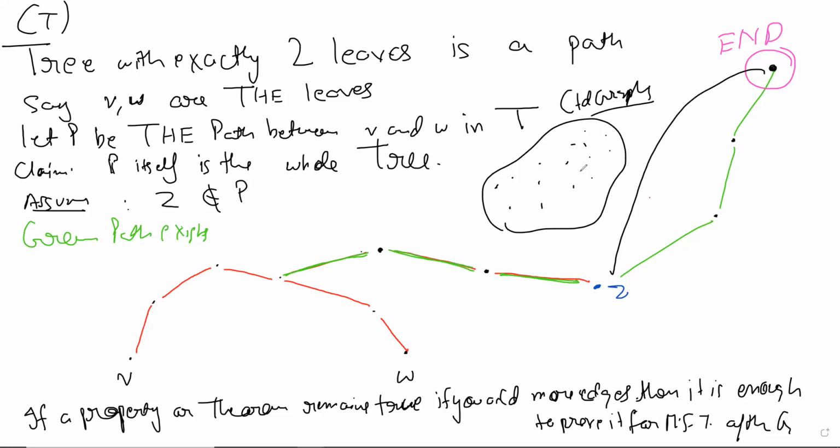Then you will say, okay, take a tree. Consider a connected graph which is a tree. Then it becomes easier to prove it for a tree. So you pick an extremal member from this family and you show that it works. Then it will work for all.